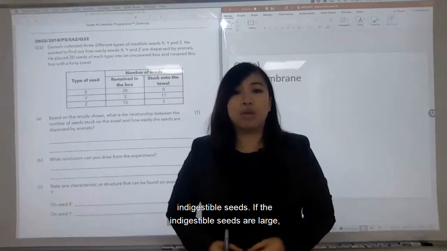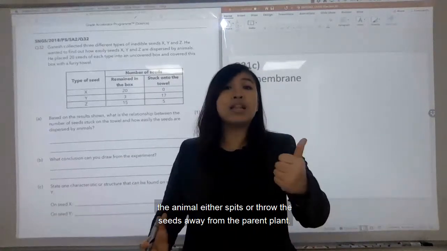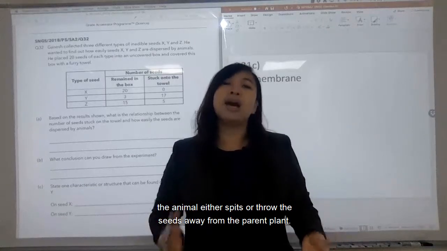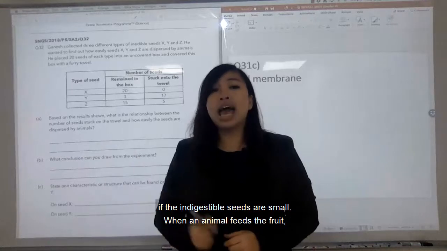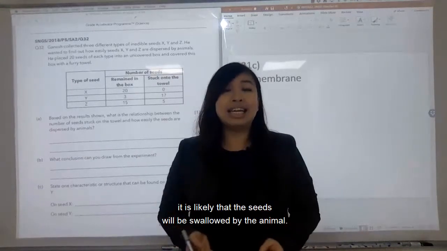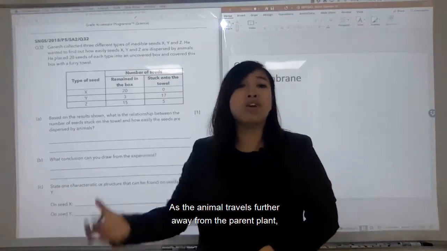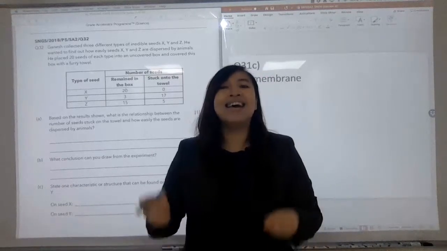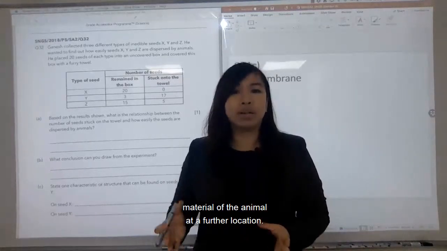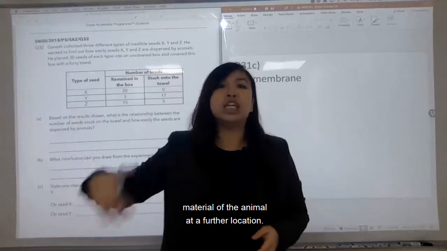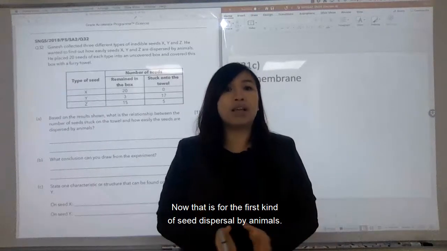If the indigestible seeds are large, when the animal feeds on the fruit, the animal either spits or throws the seeds away from the parent plant. If the indigestible seeds are small, it is likely that the seeds will be swallowed by the animal. As the animal travels further away from the parent plant, the small indigestible seeds are then passed out together with the waste material of the animal at a further location. Now that is for the first kind of seed dispersal by animals.